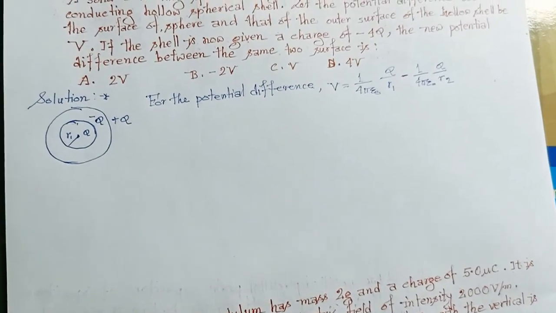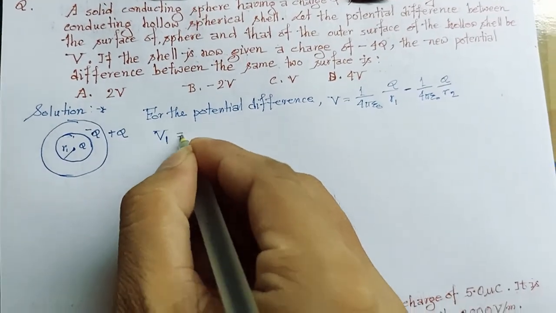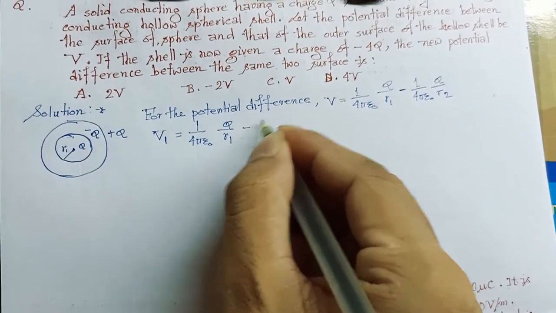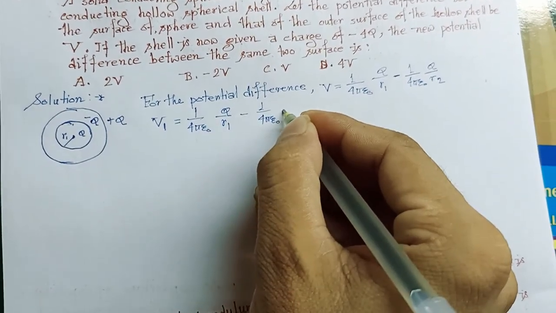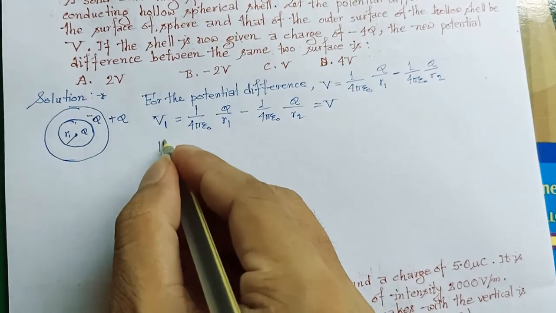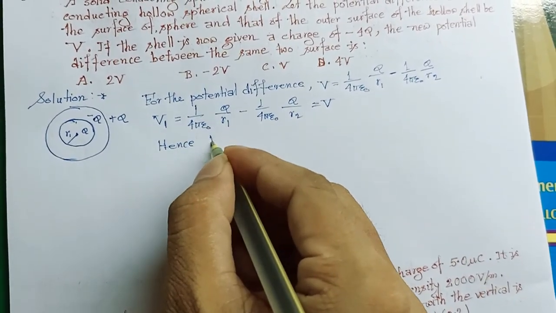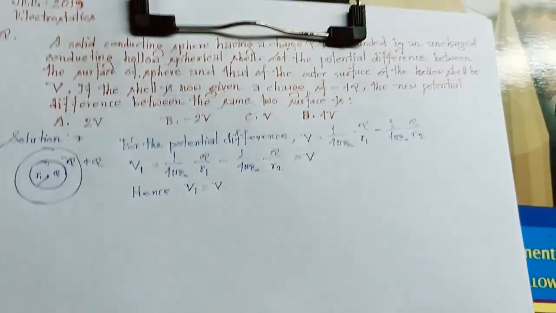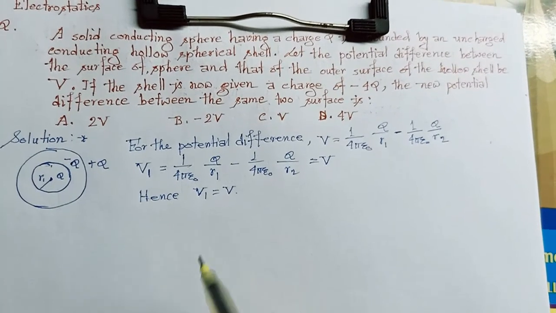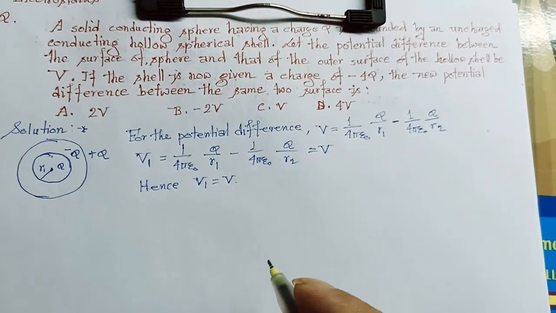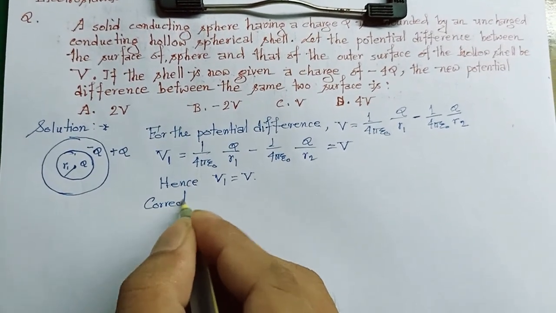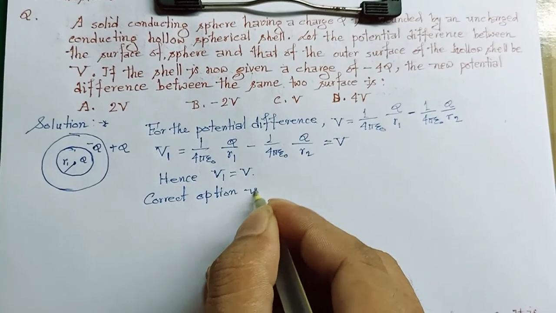Hence, the new potential difference V1 will be 1 divided by 4 pi epsilon naught into Q divided by R1 minus 1 divided by 4 pi epsilon naught into Q divided by R2, which is equal to V. So hence we can write V1 is equal to V. So our option C is correct, and this happens because if minus 4q is given to the shell, as there is no electric field due to the outer shell, there will be no potential difference. Hence our correct option is C.